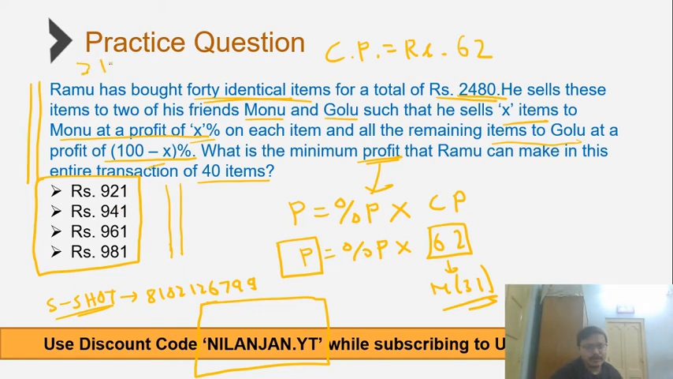So 31 into 30 is 930. If I add 31 to it, I end up getting 961, which is 31 square. So the only option in this range which is a multiple of 31 is 961. The next multiple of 31 would be 992. So out of this range, 921, 941, 961 and 981, there is only one option which is a multiple of 31. That is option C, 961.